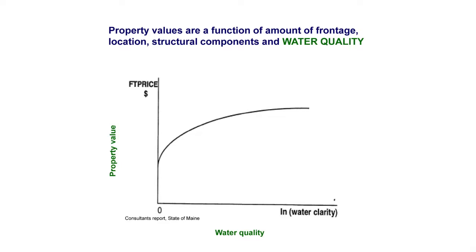While property values are a function of many things, including the amount of frontage you have, things like the location, the structural components, it's also been shown, this is a study from Maine, that water quality is a key component of property values. And so water clarity is shown here, for example. And so we're concerned of it from an economic perspective as well.